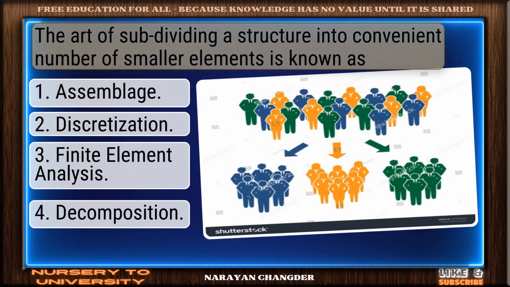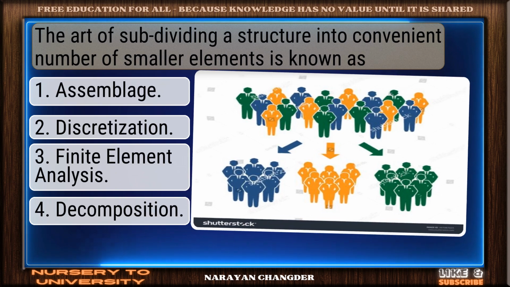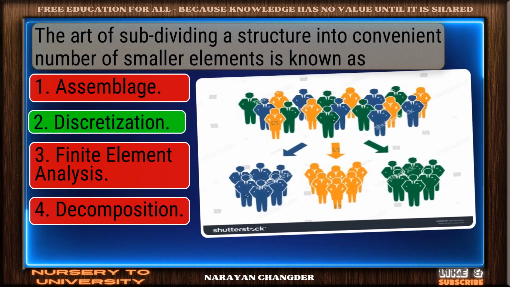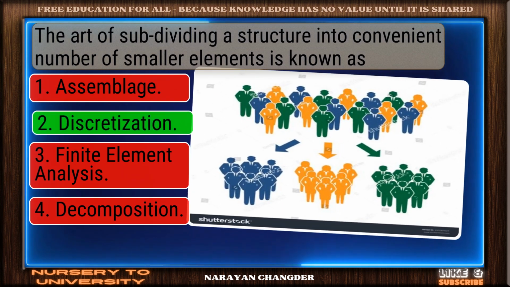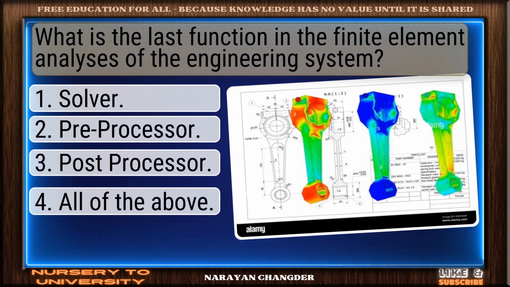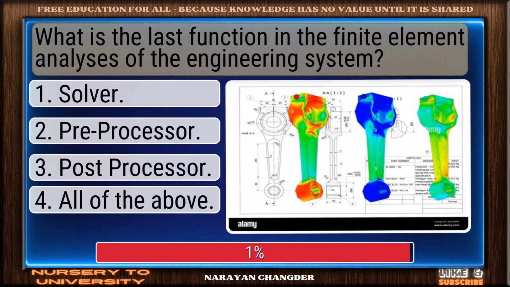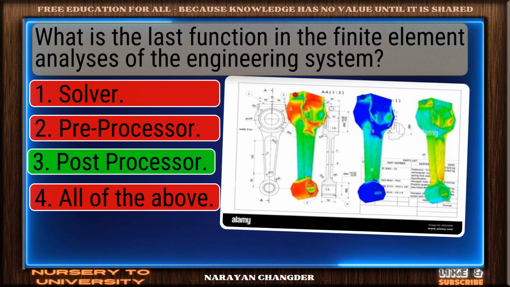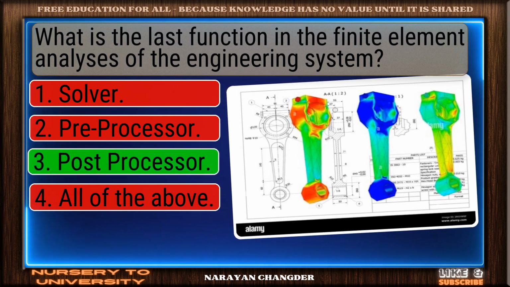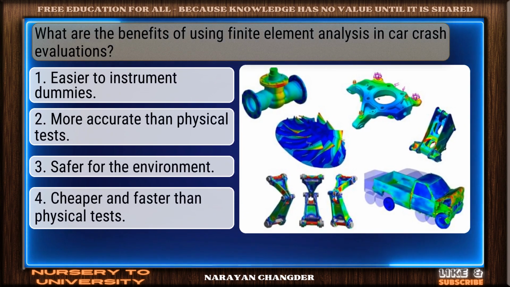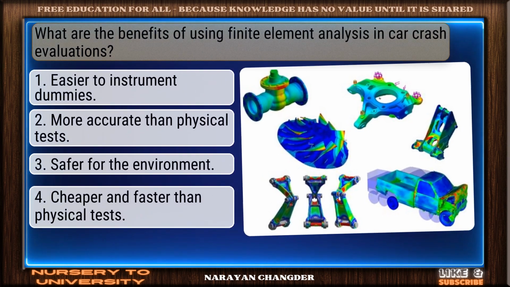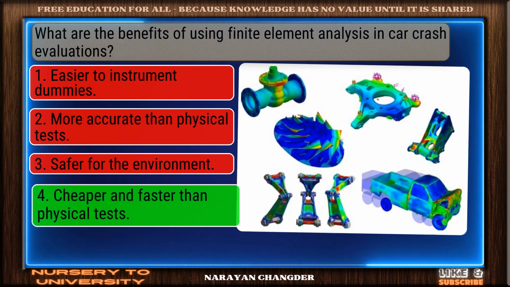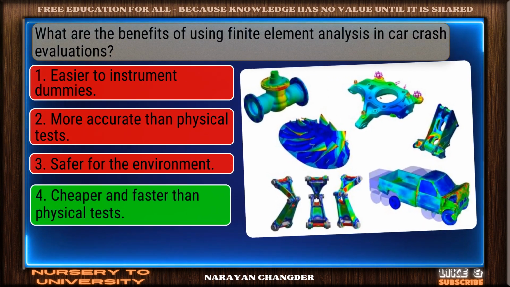The art of subdividing a structure into a convenient number of smaller elements is known as discretization. Well reasoned. Discretization is the correct choice. What is the last function in the finite element analysis of an engineering system? Smart move. Post-processor is an accurate answer. What are the benefits of using finite element analysis in car crash evaluations? Solid response. Cheaper and faster than physical tests is a valid choice.